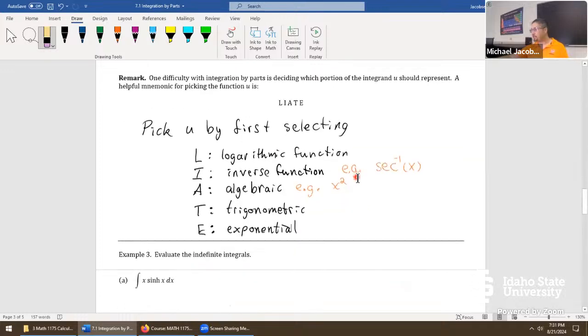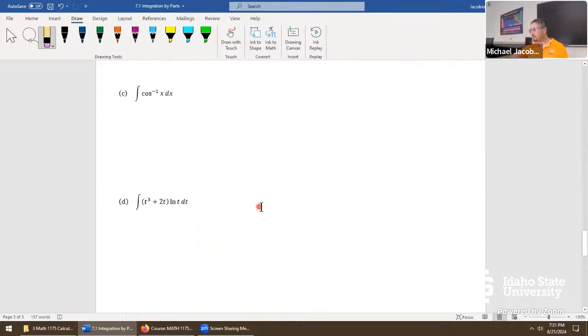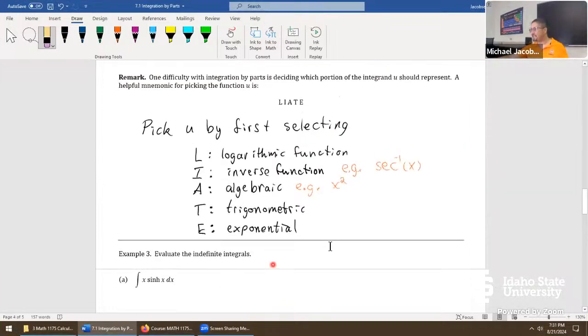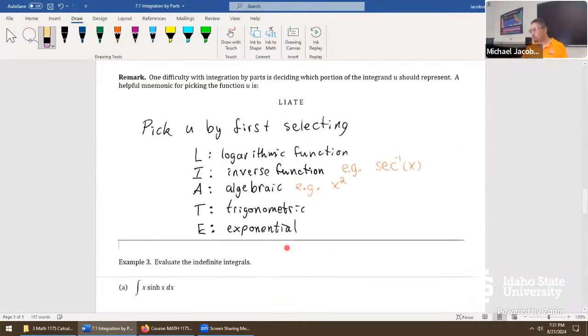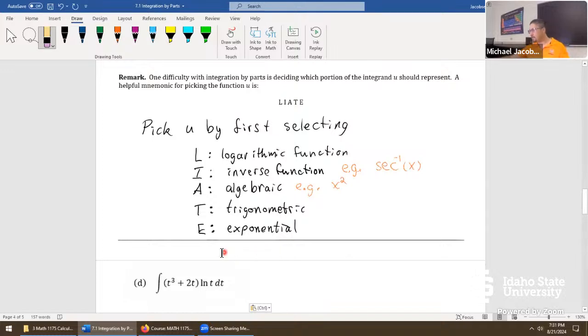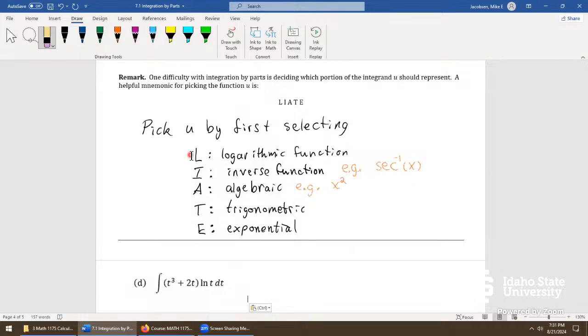So say, for example, let's take a look at, how about this one right here. This one looks like it'd be exciting. If we were doing this problem right away, I would see there's an algebraic portion and a logarithmic portion, and I would think of this as a precedence going top down. My u would be ln t for this one, since through this mnemonic it takes precedence. Does that make sense? Yeah, that makes perfect sense. Thank you. Yep, you bet.